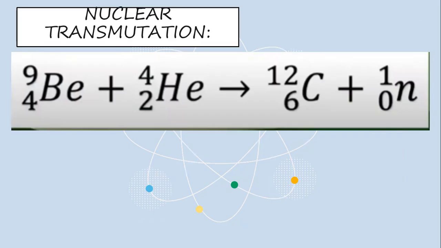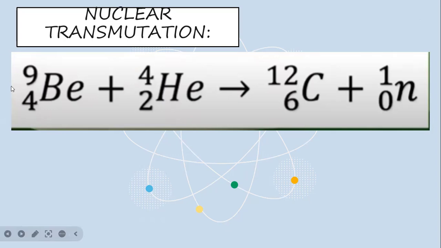So, nuclear transmutation. Another one that we need to examine is in this particular illustration. So we have here beryllium, number 4 in the periodic table, having 4 protons, and a mass number of 9. That means there are 4 protons and 5 neutrons inside the nucleus of your beryllium. Add it with an alpha particle, or the helium particle, having 2 protons, number 2 in the periodic table, and 4 as the mass number. That means there are two neutrons and two protons in the nucleus of your helium.